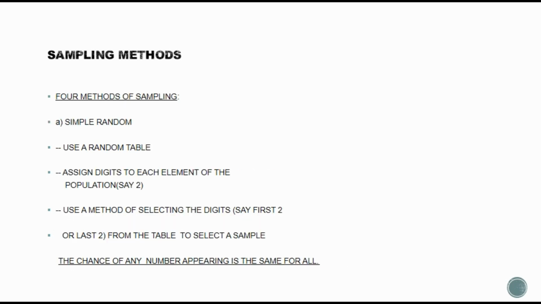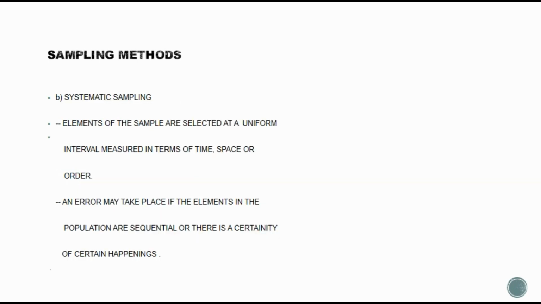Now, four methods of sampling. Simple random: you use a random table. Assign digits to each element of the population. Use a method of selecting the digits, and from the table you select the sample. So the chance of a number appearing is the same for all.